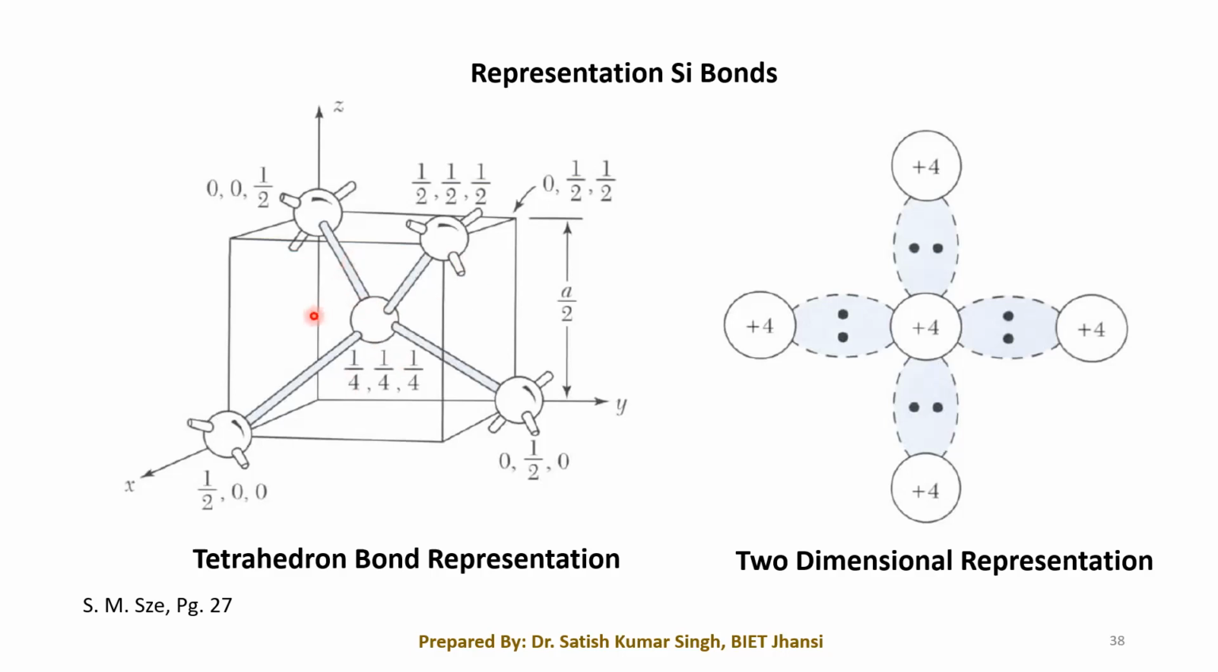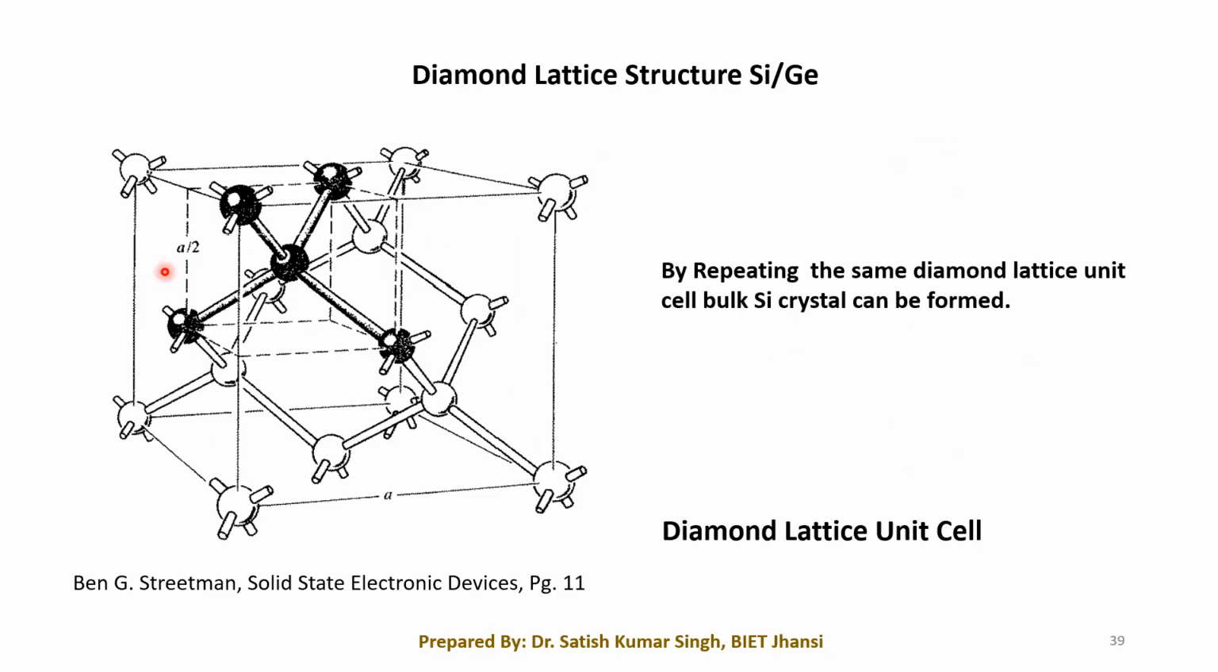So basically, if you talk about what is the unit cell for your silicon crystal, then the unit cell of the silicon crystal is actually taking the diamond lattice structure. Okay, this is actually your diamond lattice unit cell for your silicon. This is not only for the silicon, but it is also for the germanium. So this is the basic unit cell of our silicon crystal. It will look like something like this.